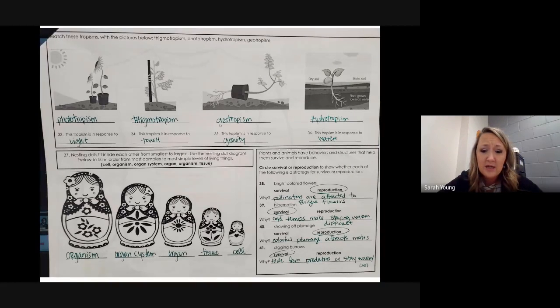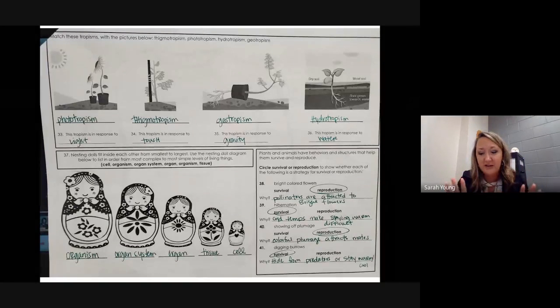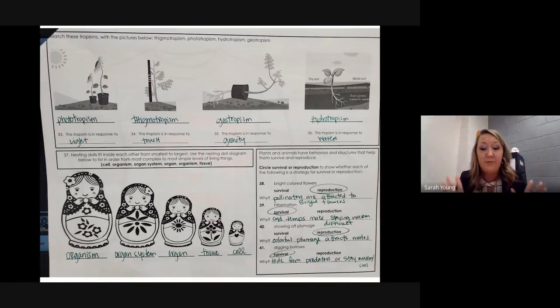Number 40 was showing off plumage. This is birds, right? Plumage is like your feathers, like a peacock has a big plumage. And these birds show them off in order to attract a mate. And so that helps them be able to reproduce.